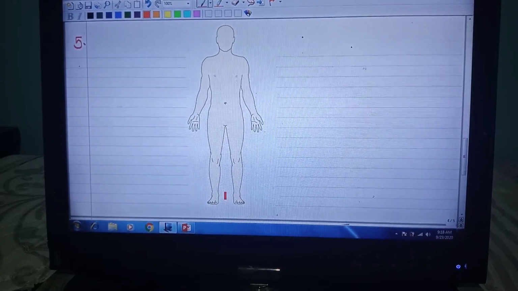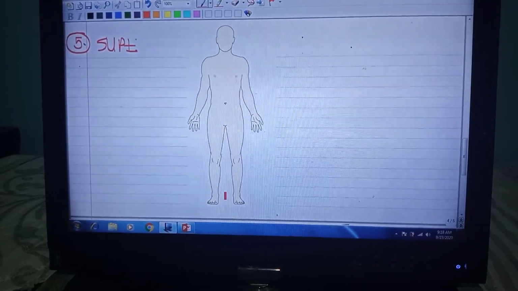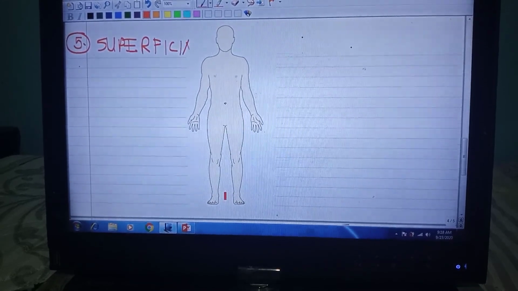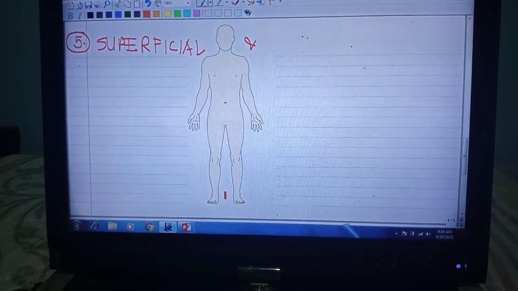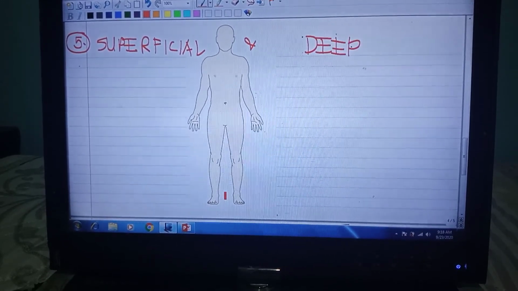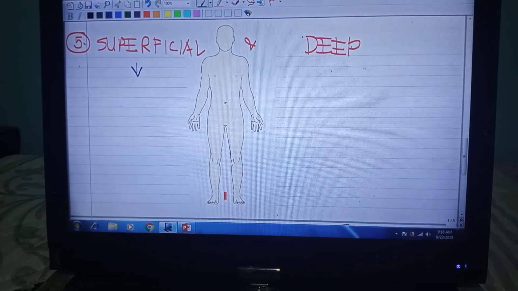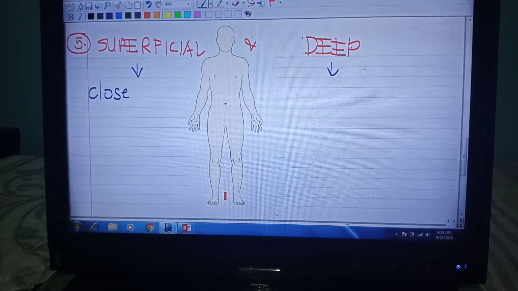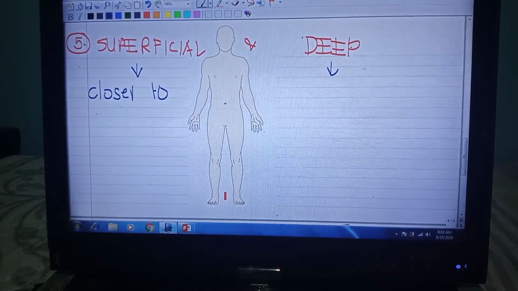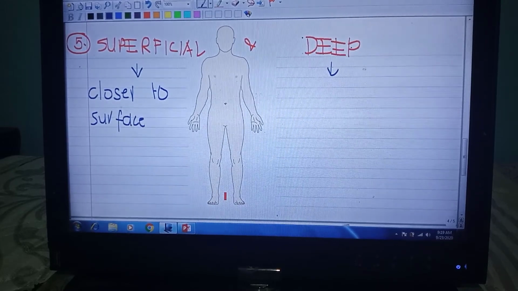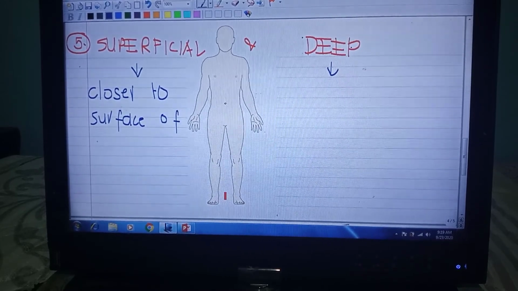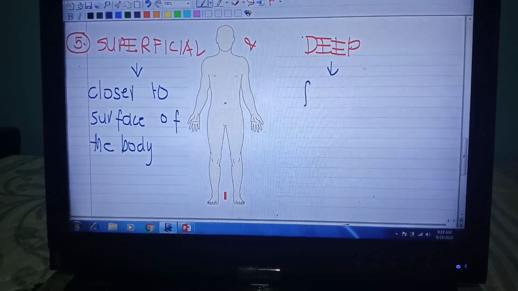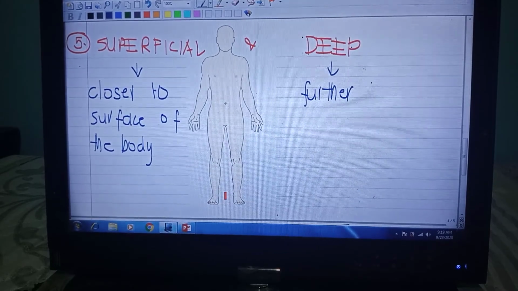Okay, number 5. Superficial and deep. O, ano naman to, class? What about superficial and your deep? Pag sinabi nating superficial, it is closer to the surface of the body. Pag sinabi nating deep, obviously, it is further from the surface of the body.